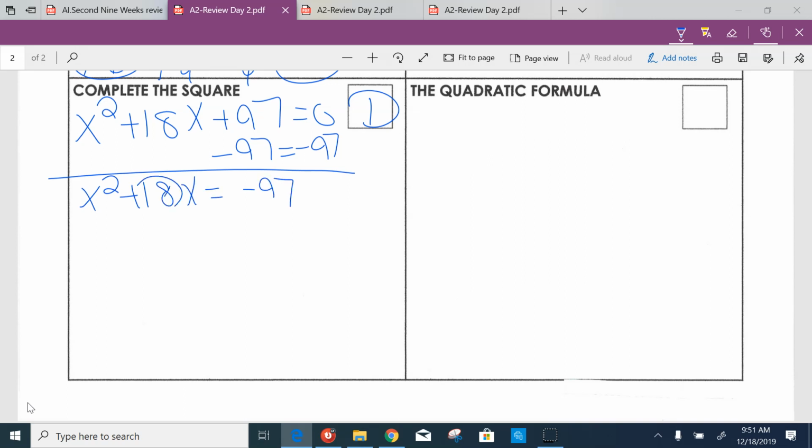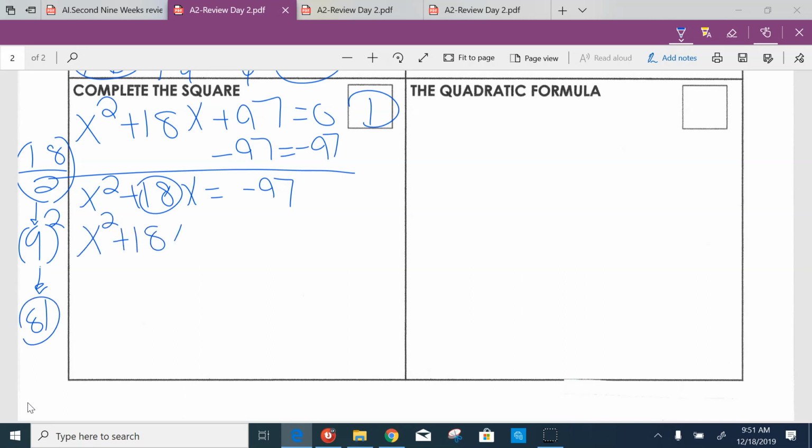Now I have to take that b value, cut it in half. So 18 divided by 2 gives me a 9. I square it. So I'll draw little arrows of progression here. I get 81. That is what I have to add back to my equation on both the left side right here, and on the right side over here.